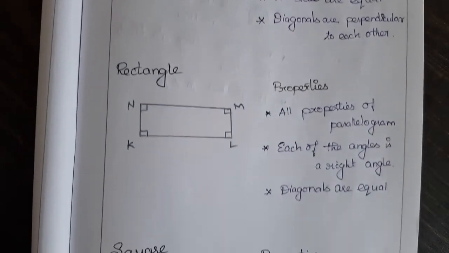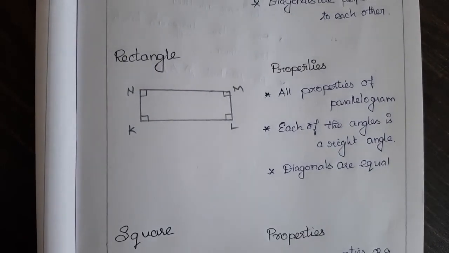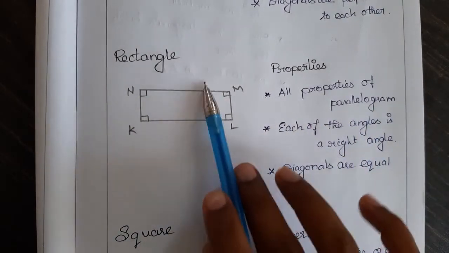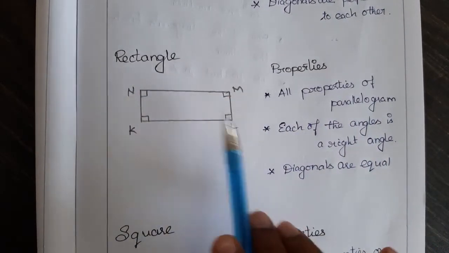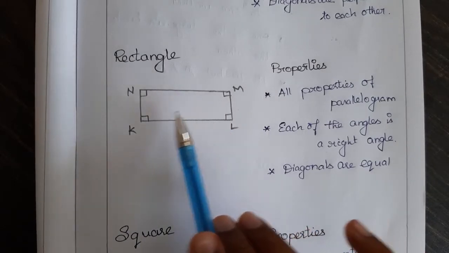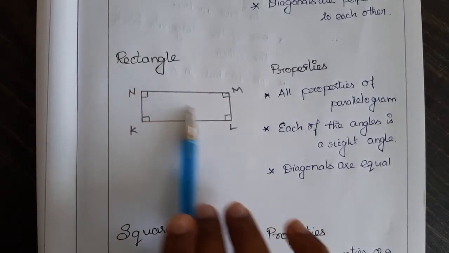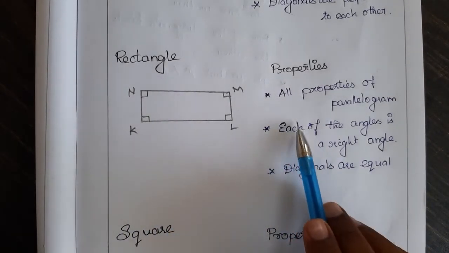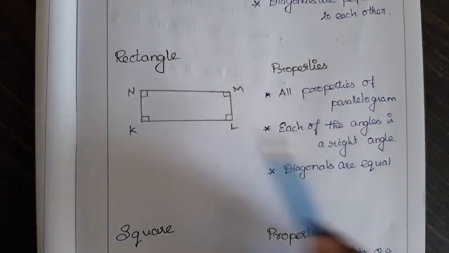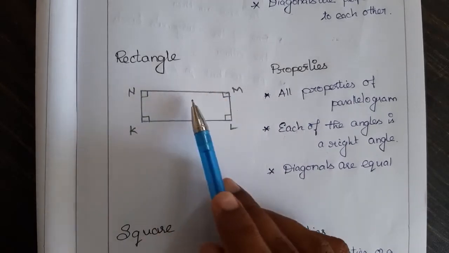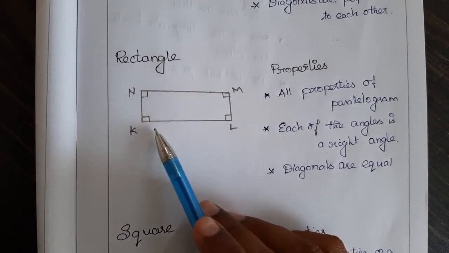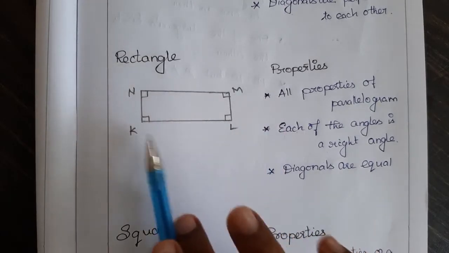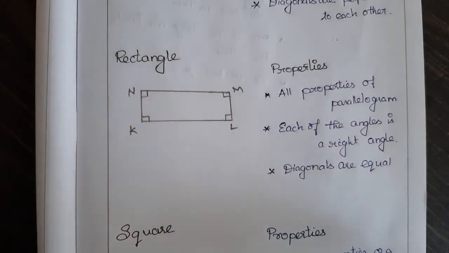So next is a rectangle. The rectangle's properties are all properties of a parallelogram. Same, opposite sides are equal, opposite angles are equal, opposite sides are parallel, and diagonals bisect each other, along with each of the angles being a right angle. You can say all the angles are right angles. So it satisfies the parallelogram properties also. It says opposite sides are equal. Yes, it's still equal, right? All angles are 90 degrees, so opposite sides will also be equal.